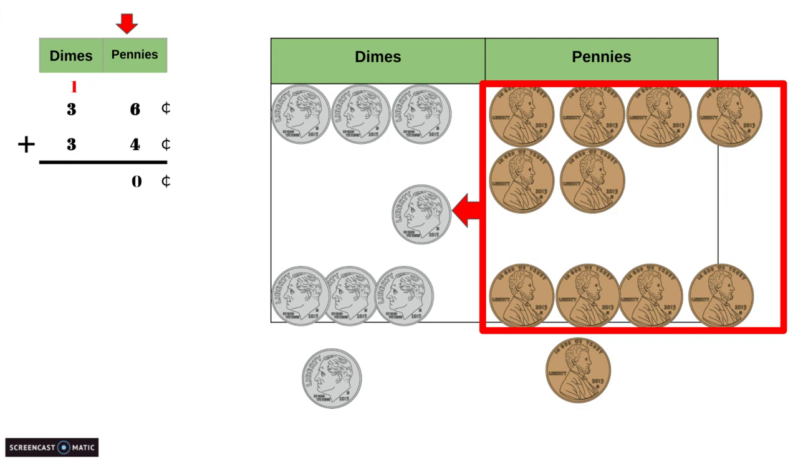Now we have 3 plus 1 plus 3 dimes. If we count it all together, 1, 2, 3, 4, 5, 6, 7. 36 plus 34 equals 70.